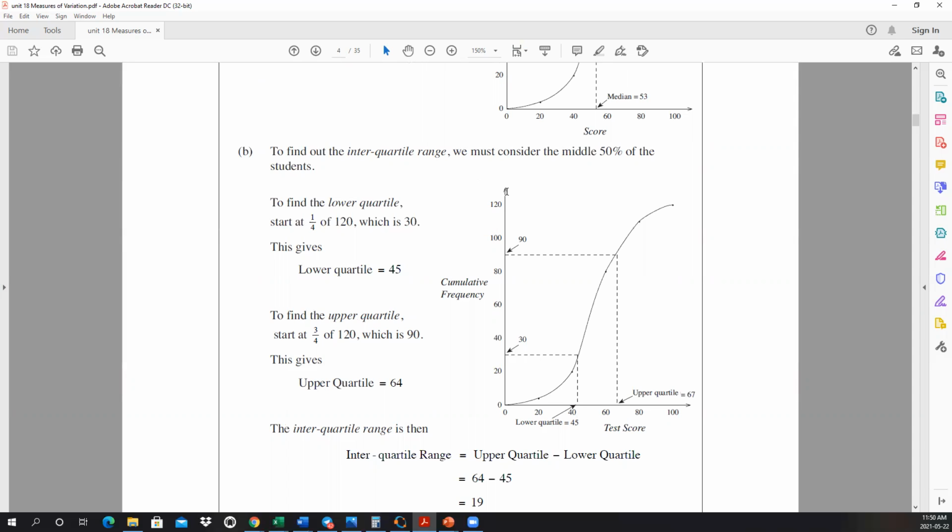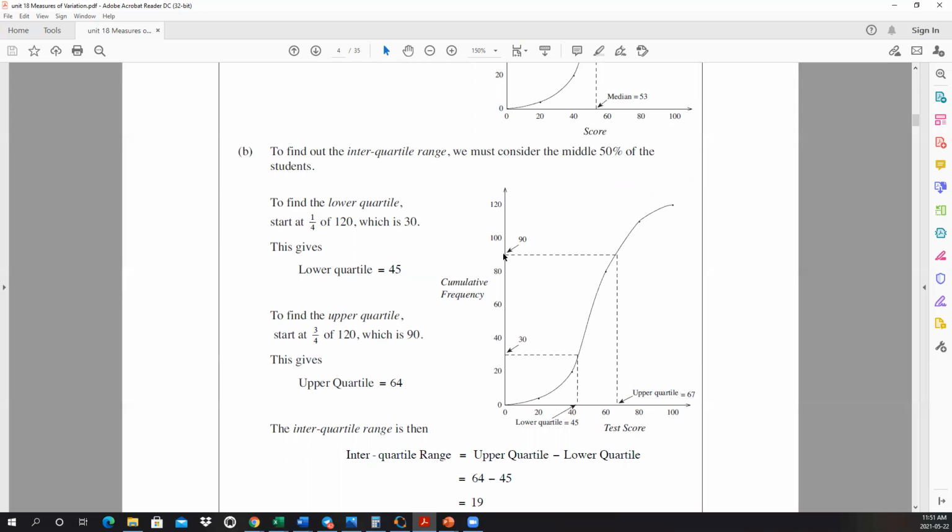You may say, sorry, that's not really clear. Just think of 25% at each end. Right, so 25% represents 30. So if 30 is at the bottom, then if you count 30 from the top down, you reach 90.